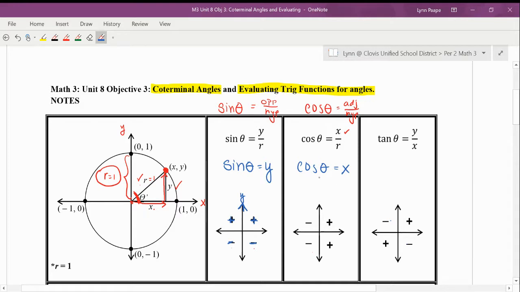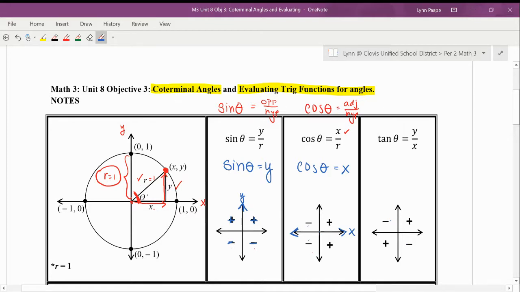If I need to know when cosine is positive, it's going to be positive when the x value is positive. So if I go from the origin, I have to head to the right to get to positive values of x, which would be over here. And if I want to know where cosine is negative, that would be when I head in the negative x direction, which would be over here in quadrants 2 and 3.